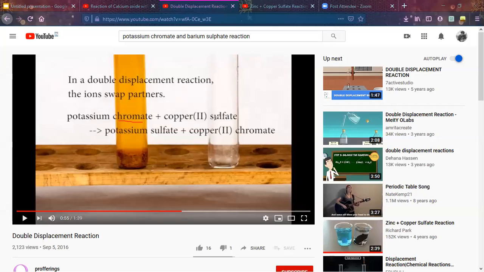I don't know if it's a correct example, but they swapped their partners. Potassium's partner was chromate, and copper's partner was sulfate. They changed partners. Potassium partnered with sulfate, and copper partnered with chromate. This is called double displacement. In a displacement reaction only one thing is displaced, but now there is a displacement on two sides. I hope this is clear. Let's see the whole video and I think that will be clearer.